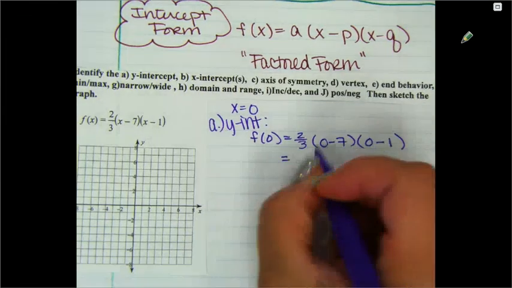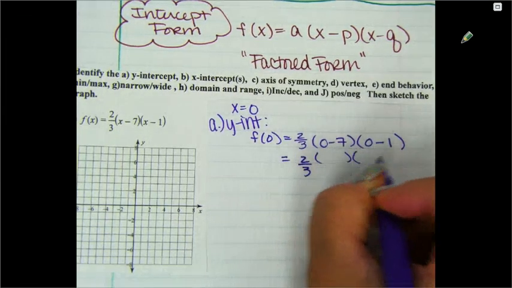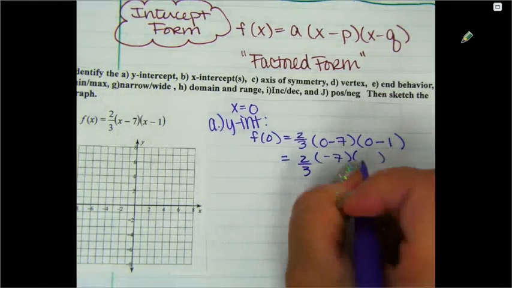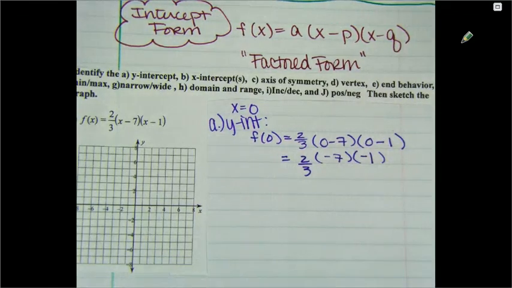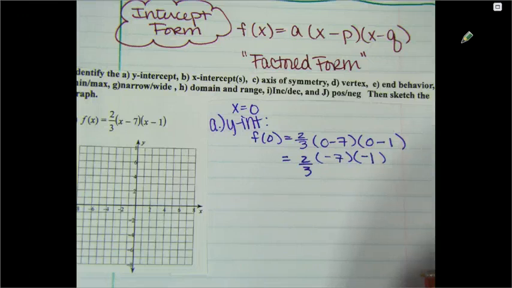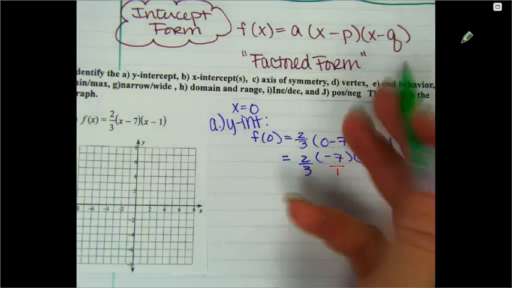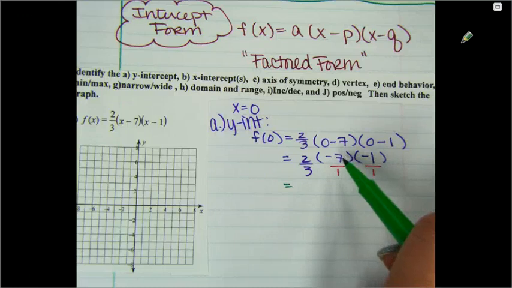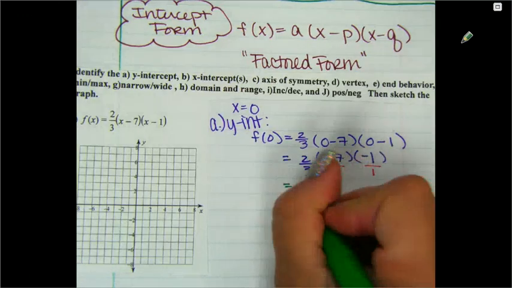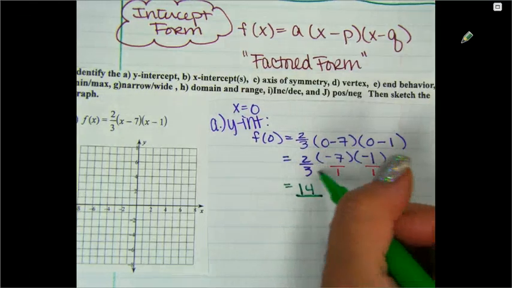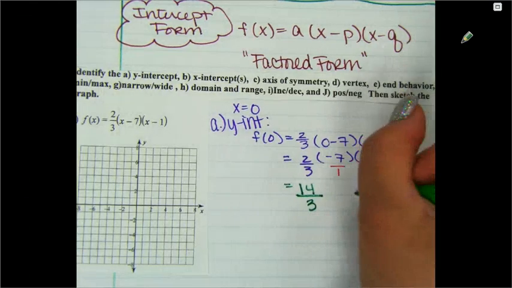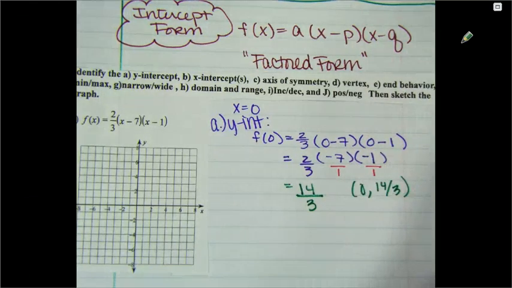Yes, we can. Bring down your 2/3. 0 minus 7 is -7. 0 minus 1 is -1. When you multiply a fraction and a whole number, you multiply over 1 and then straight across. So 2 times -7 is -14, times -1 is +14, divided by 3 times 1 times 1, which is 3. So we have 0, comma, 14 over 3, right? But I don't really know how to graph that.